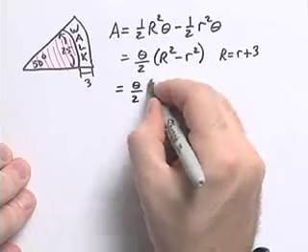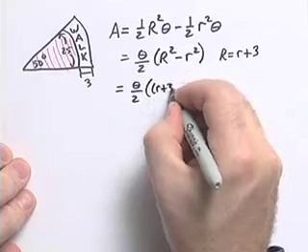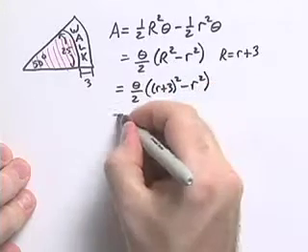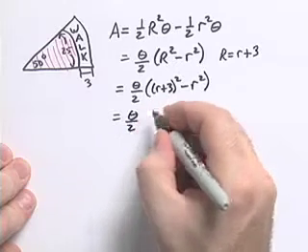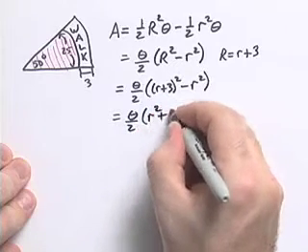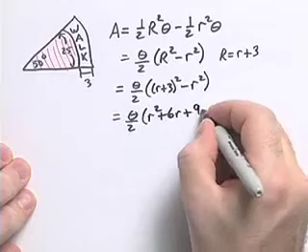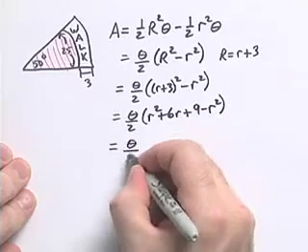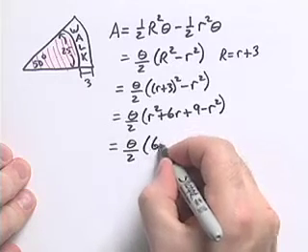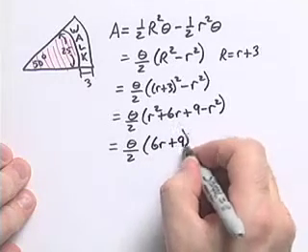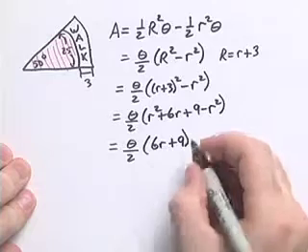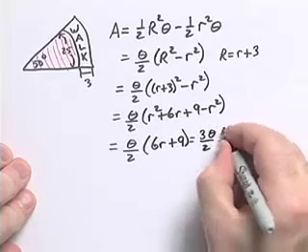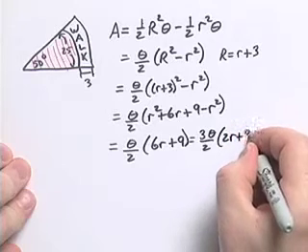We'll get theta over 2 times little r plus 3 squared minus r squared. This will be theta over 2 times r squared plus 6r plus 9 minus r squared. And that cleans up to theta over 2 times 6r plus 9. And we can actually pull out a factor of 3. And so we'll get 3 theta over 2 times 2r plus 3.